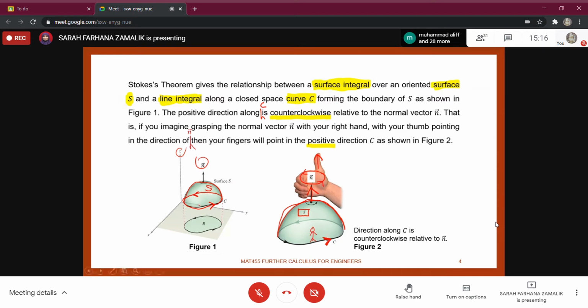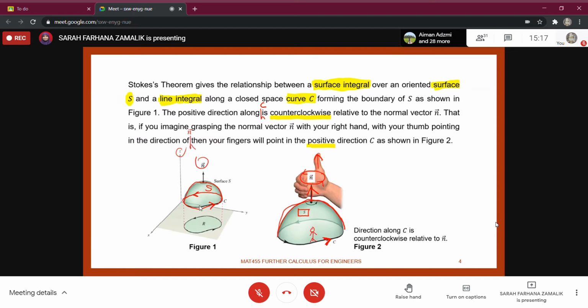So surface S ni selalunya yes, yang ni yang selalu student salah tengok S di kat mana. Okay, simple je dia punya understanding kat sini. Awak guna right hand rule ni to determine where is your surface S. Okay, so yang mana menghadap unit normal ke atas tu, yang tu lah awak punya surface S. Dia faham?